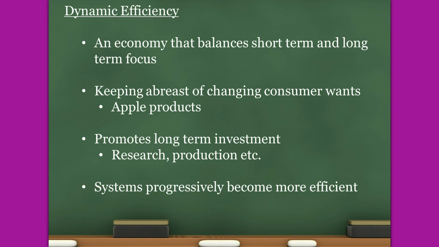Systems progressively become more efficient. Hopefully that's the whole point of it. They become dynamic. They're staying ahead of the game. They know what the consumer wants before the consumer does. And they become more efficient because their production processes become a lot more streamlined, a lot better. They become more future aware. That's it.